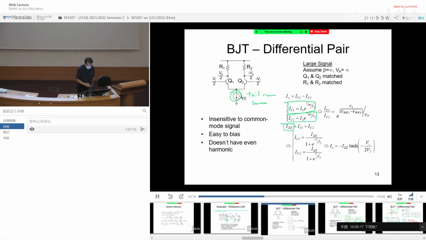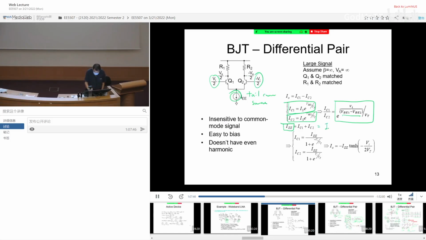And if you take the ratio, then it becomes IC1 divided by IC2, but at the exponent, if you divide, it becomes subtraction. And this subtraction, VBE1 minus VBE2, turns out to be the input voltage, VI, because one side is VI over 2, the other side is negative VI over 2.